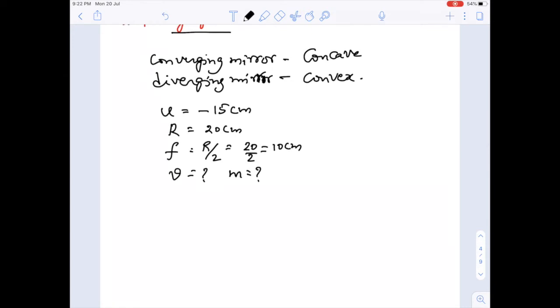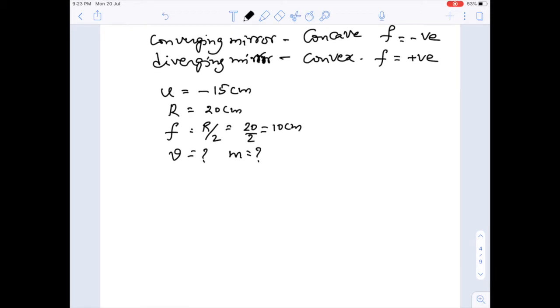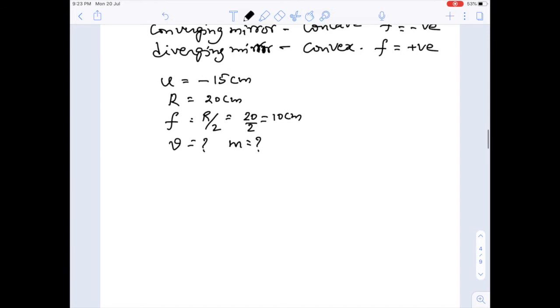Okay. So, in a concave mirror, f is always taken negative, and in a convex mirror, f is positive, because the focus lies in front of the mirror in one case and behind the mirror in the other. Now let us substitute in the mirror formula. 1 by f is equal to 1 by u plus 1 by v.